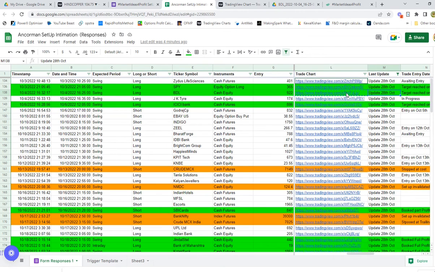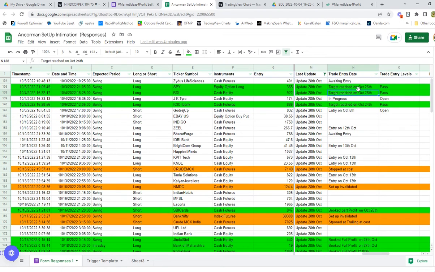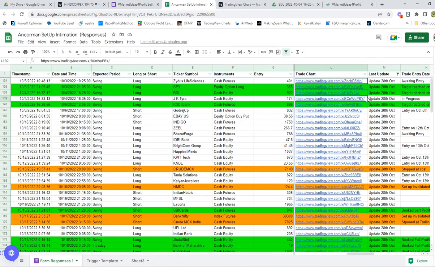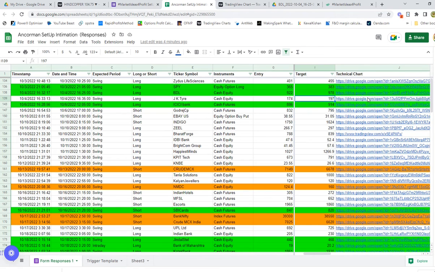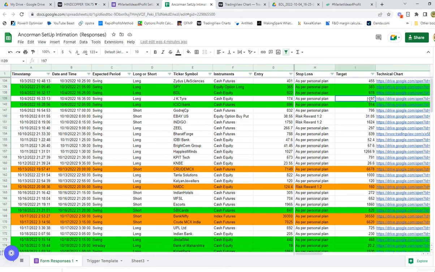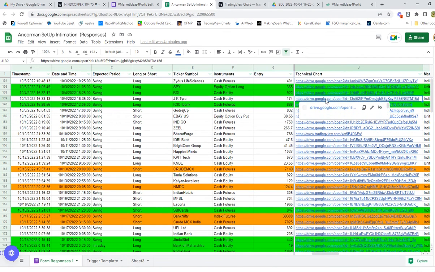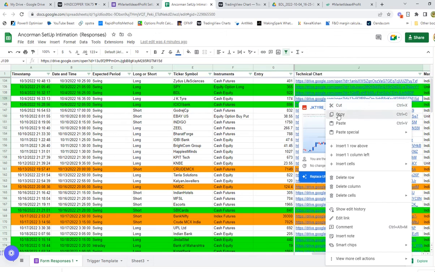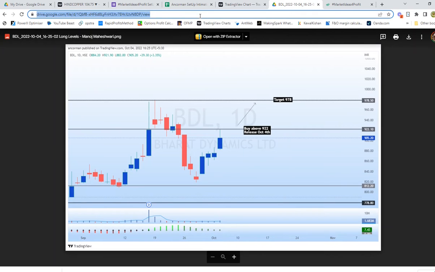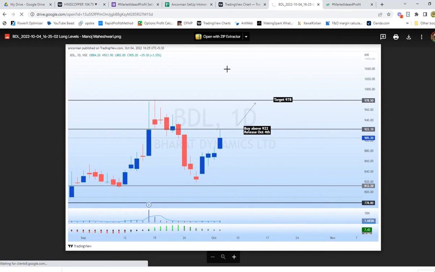This is the date on which I recorded it. This is the date on which the target got hit, and the rest of the information is irrelevant because I'm using a color code to do this. And here again, this trade is in progress. So if you say JK Tire, this is a trade in progress. If you want to have a look at it, this was the trade setup. Copy, paste, go.